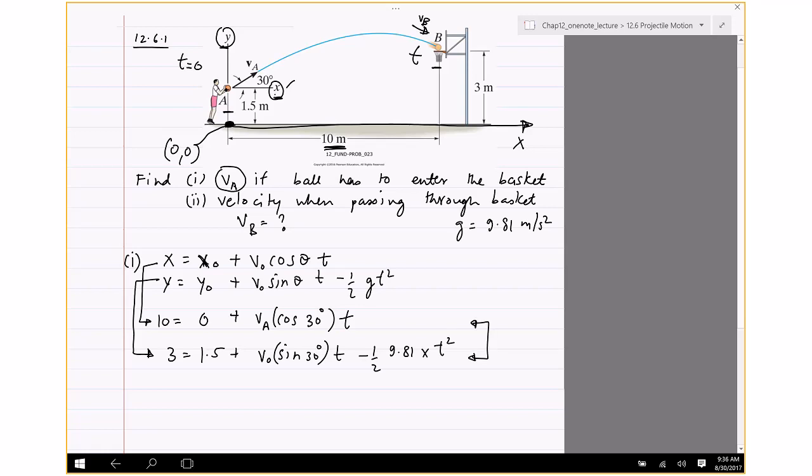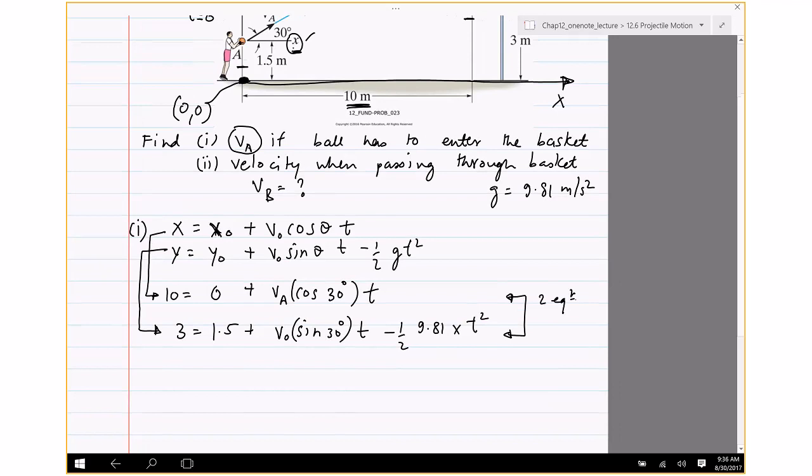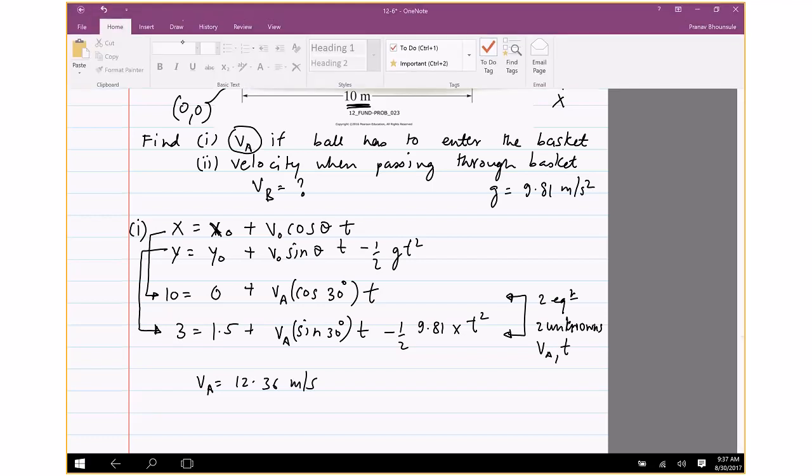Okay, so what we have here are two equations, and those two equations have two unknowns. The two unknowns are VA and t, and the simple rule in algebra is that if you have two equations and two unknowns, you should be able to find them. I will not take the effort of solving for those unknowns, I'll just give you the answer. What I would do is take VA t from the first formula and put it in the second formula, solve for t first and then get VA. So if you solve this, what you get is VA equals 12.36 meters per second.